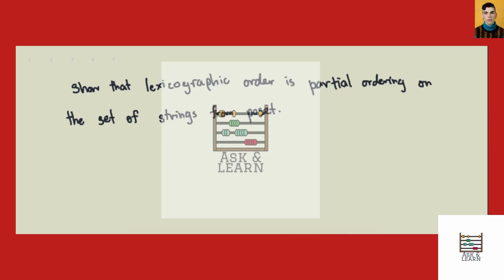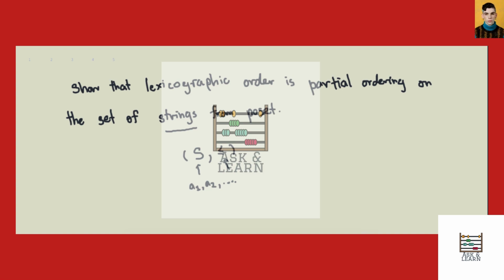In this question, we are asked to show that lexicographic order is a partial ordering on the set of strings from a poset. So here it doesn't mean just characters or numbers, it's any poset S with its own partial ordering. We will have elements in S, right? Suppose we call them A1, A2, and so on.